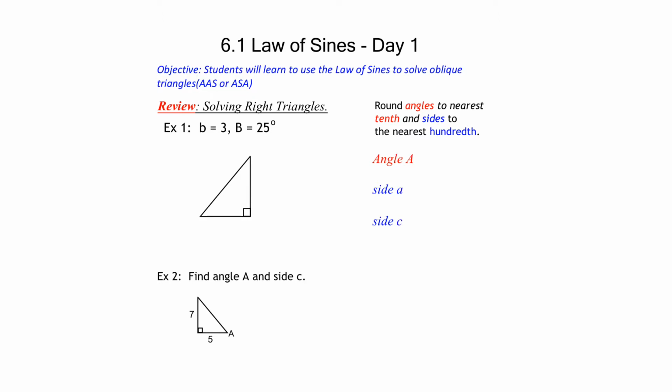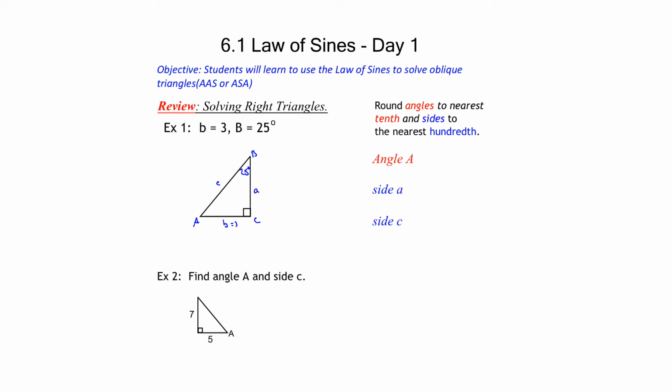First, just as a quick review, let's go back through how to solve right triangles. You have an example where b is equal to 3 and angle B is 25 degrees. Remember, when you have a right triangle, your angles are typically A, B, and C, but no matter what you label them, the side across from the angle is always opposite it. If angle B is 25 degrees, then the side opposite angle B is side b, and this is equal to 3. The side opposite angle C is side c, and the side opposite angle A is side a.